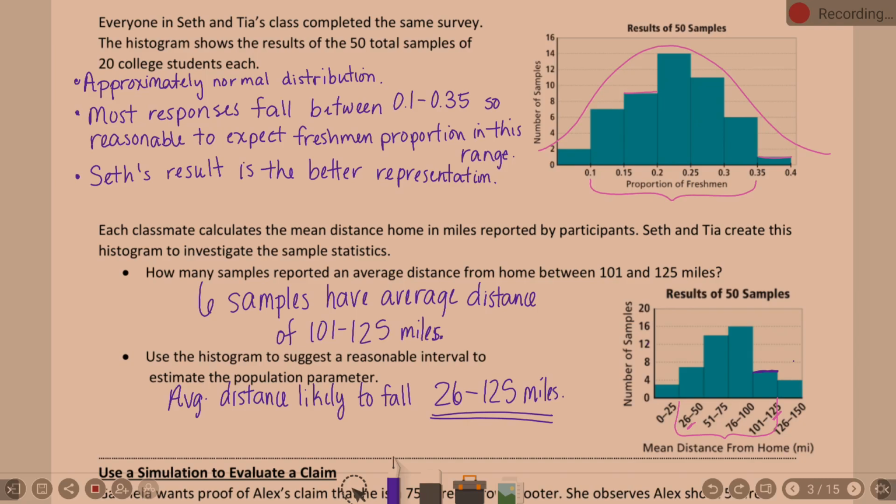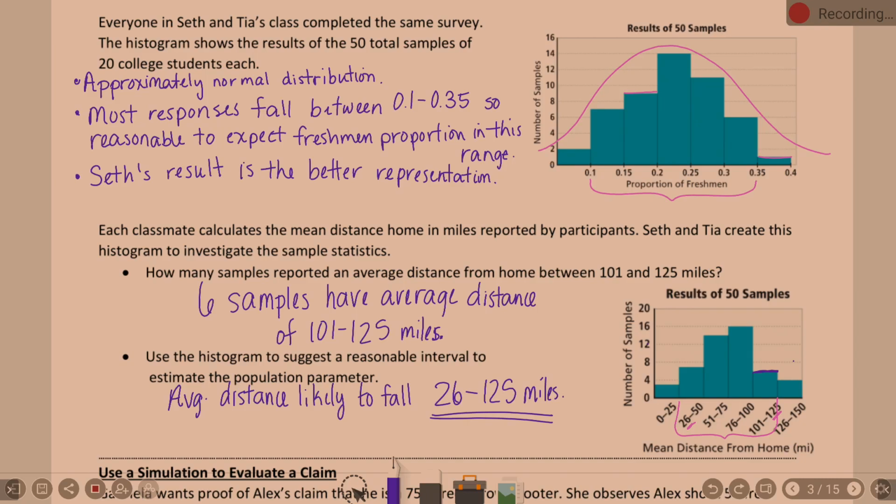We'll spend a lot of time talking about Seth and Tia today. Spend most of our time talking about Seth and Tia. We're going to spend just a couple minutes. I'm going to introduce Alex and Gabriella. And then we'll do the math with it tomorrow.